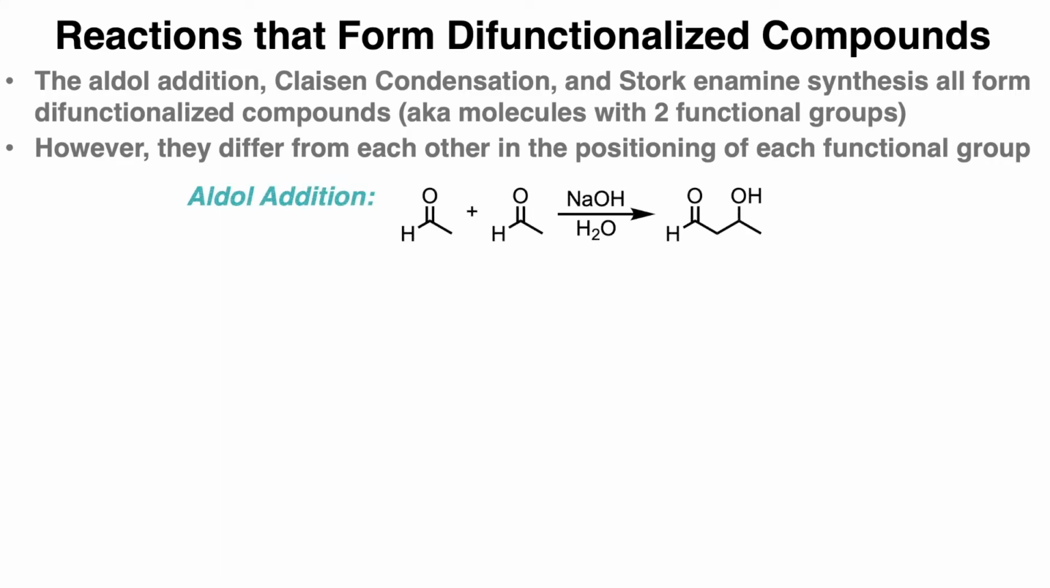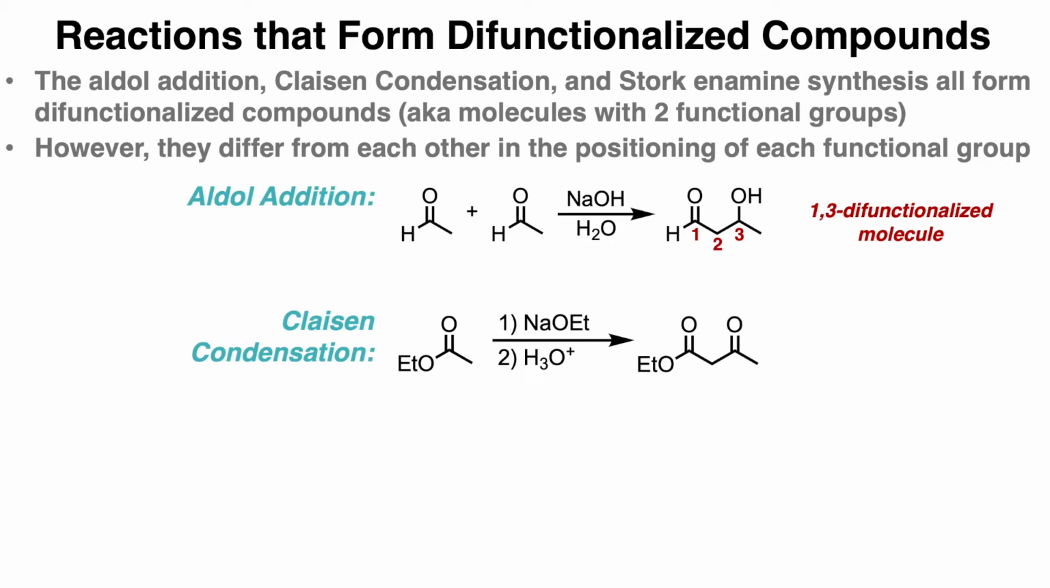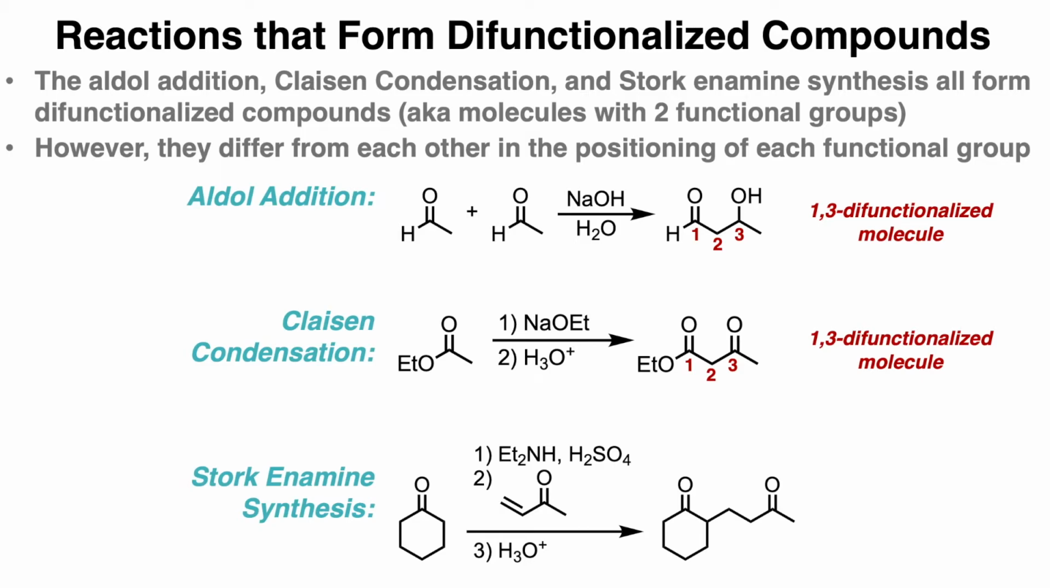In an aldol addition, two aldehydes are added together to form a beta-hydroxyaldehyde where the carbonyl is at C1 and the hydroxyl group is at C3. In a Claisen condensation, two esters are added together to form a beta-keto ester where the ester carbonyl is at C1 and the ketone carbonyl is at C3. In Stork enamine synthesis, the diketone final product has a carbonyl at C1 and another carbonyl at C5. Both aldol addition and Claisen condensation form 1,3 difunctionalized molecules, whereas Stork enamine synthesis forms 1,5 difunctionalized molecules.